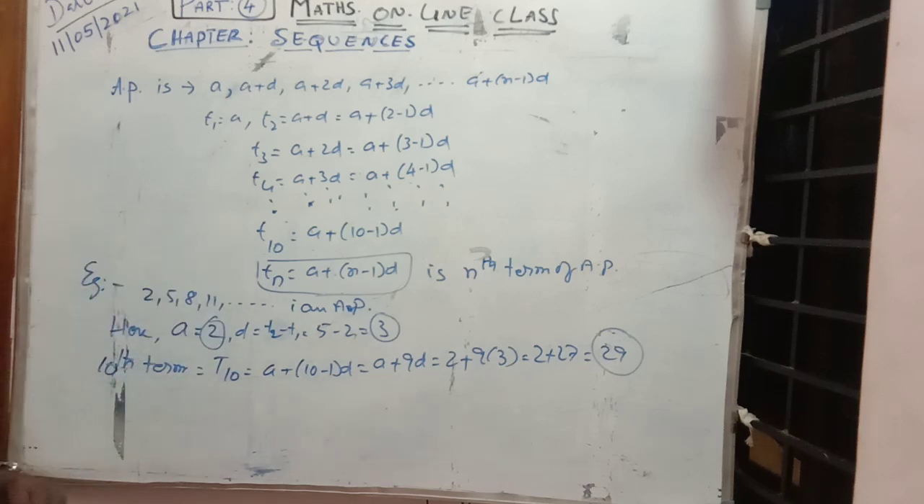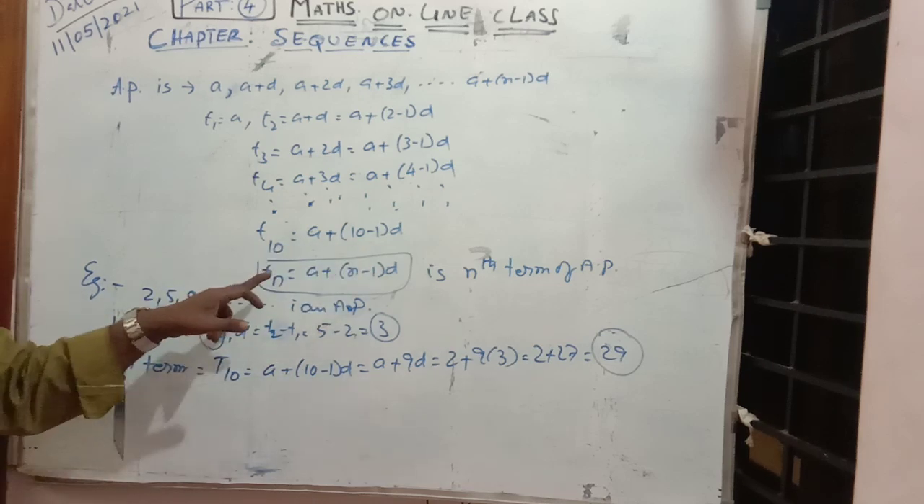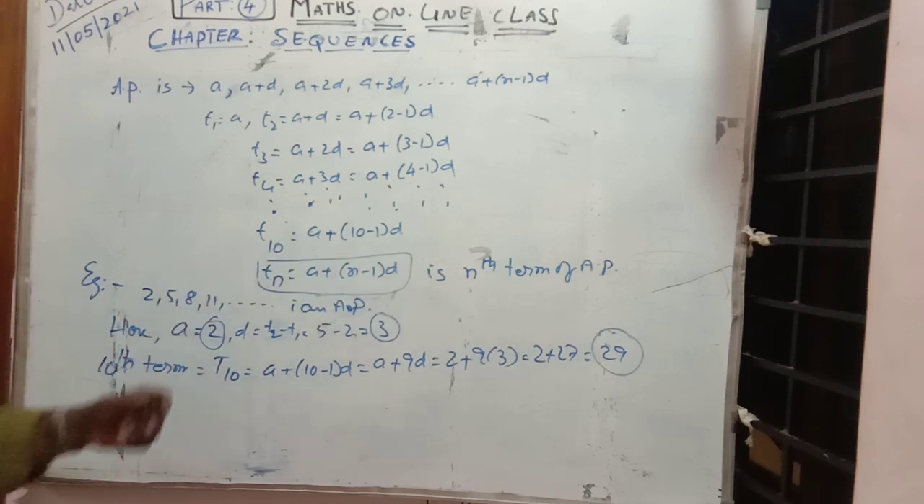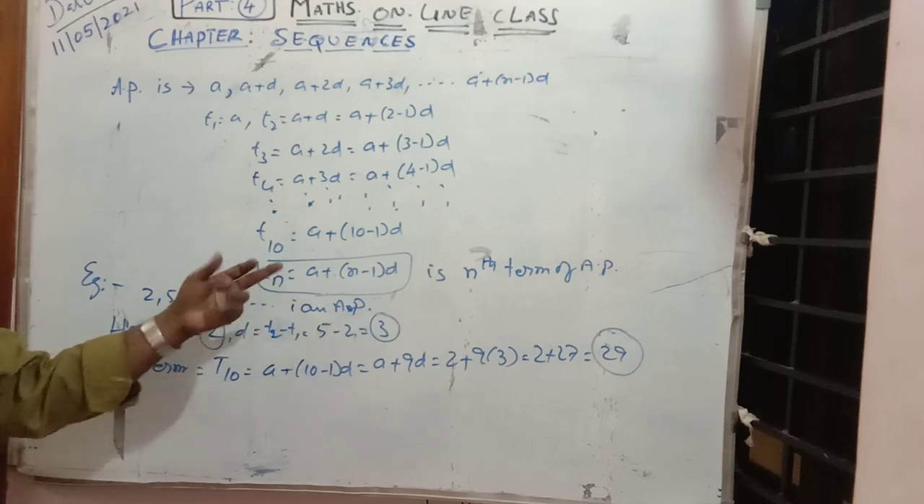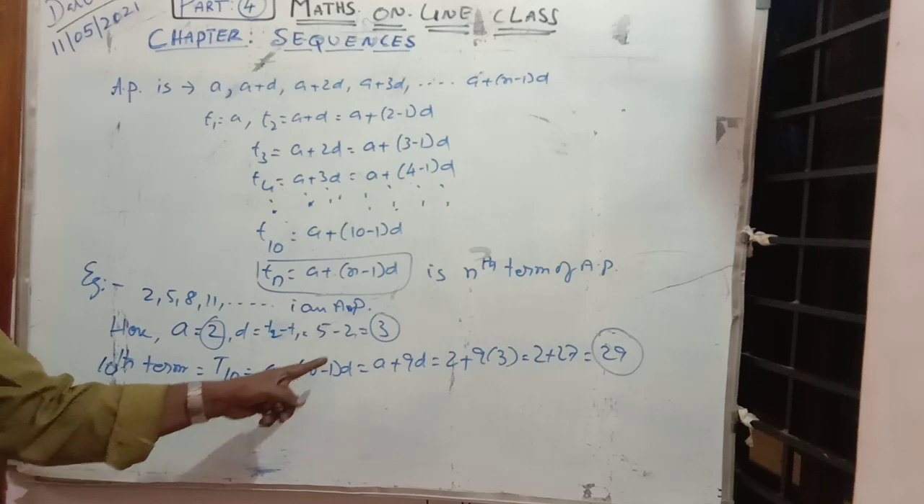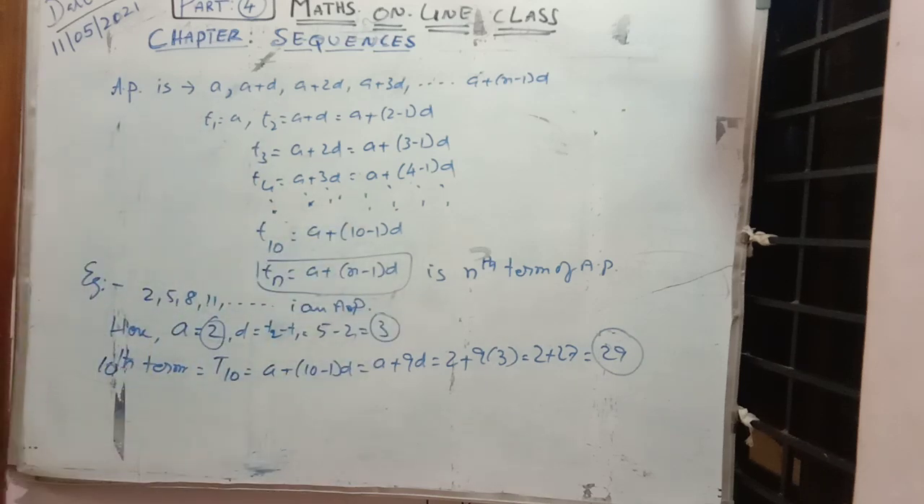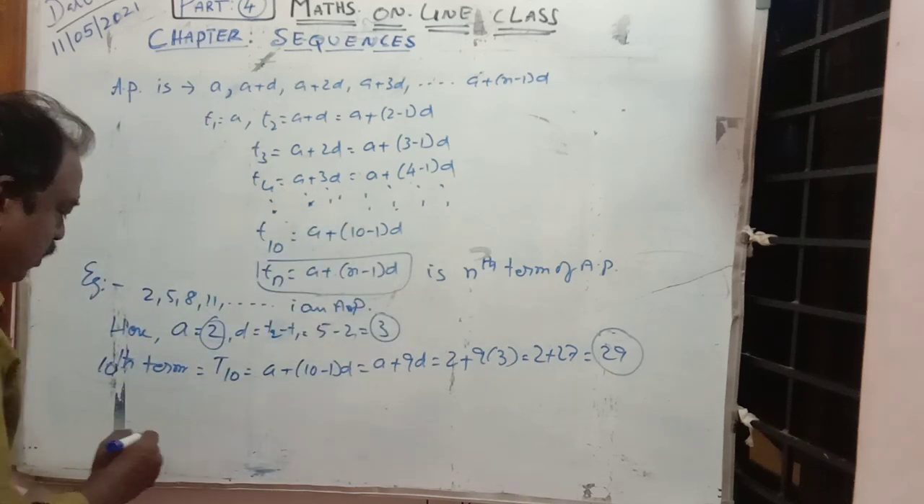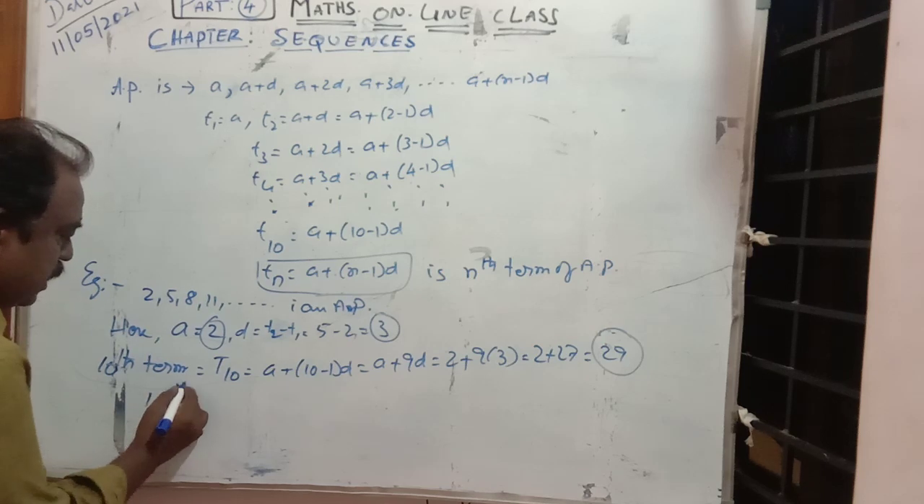10 terms we have to write. Now simply by using the nth term notation Tn, the formula is A plus n minus 1 D. T10 is A plus 9D. Easily we can find 29. That is the 10th term. Suppose the 100th term.